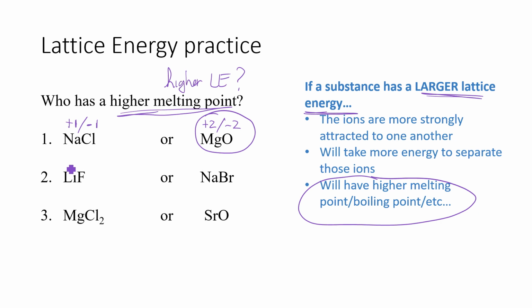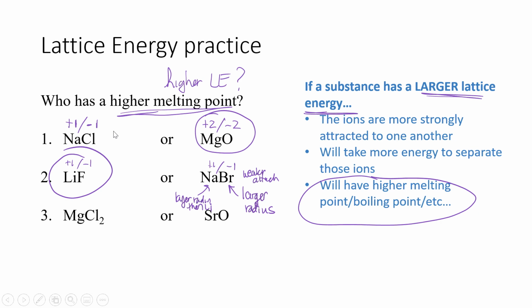Let's look at the next pairing. So lithium's +1, fluoride's -1. Sodium's +1, bromide's -1. So the charges are the same. So now let's look at the other variable, which is distance. So let's compare on a periodic table. If I look on a periodic table, I can see that bromine has a much larger radius than fluorine. Don't believe me, check your periodic table. Same thing with sodium. Sodium also has a larger radius than lithium. And I'm just applying my periodic trends that we talked about. So since these have a larger distance, they're going to have a weaker attraction. So lithium fluoride would have the higher melting point.